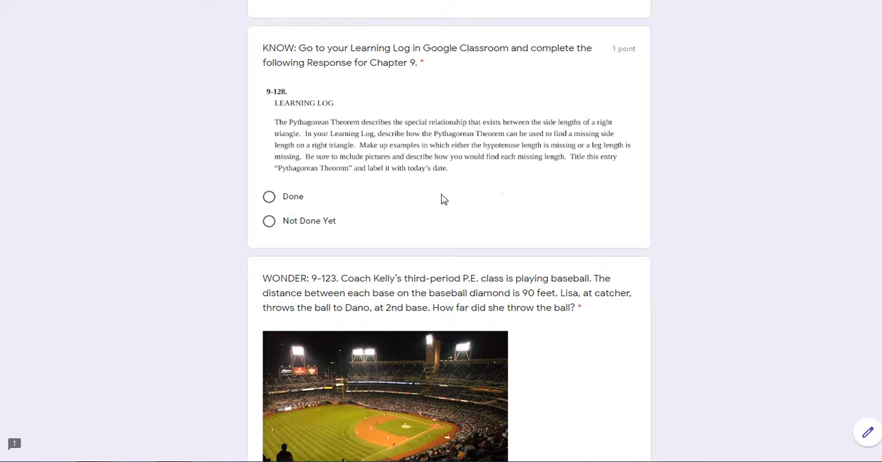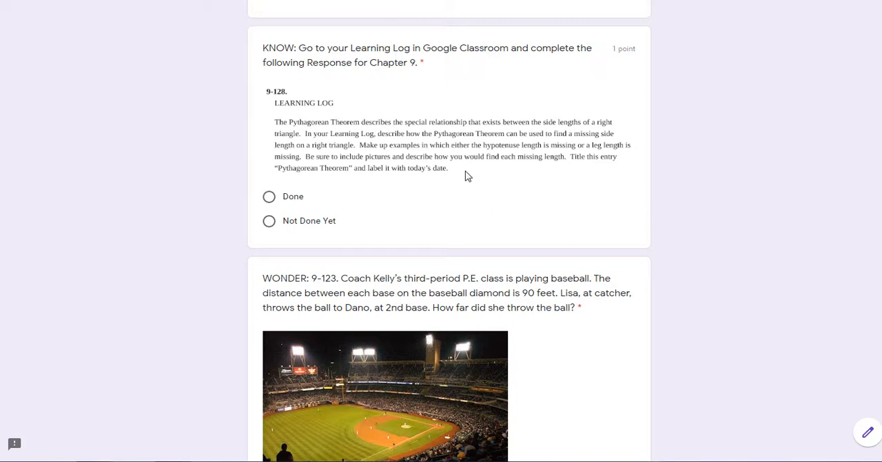Okay, the Pythagorean theorem describes the special relationship that exists between the side lengths of a right triangle. In your learning log, describe how the Pythagorean theorem can be used to find a missing side length on a right triangle. Make up examples in which either the hypotenuse length is missing or the leg is missing. Be sure to include pictures and describe how you would find the missing side of each. It's going to be hard to include pictures, but you could find a couple online and paste them in.